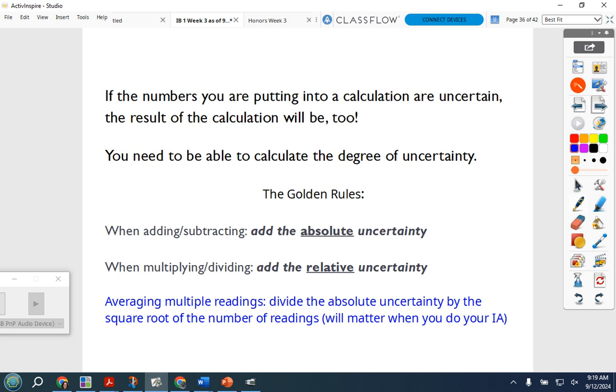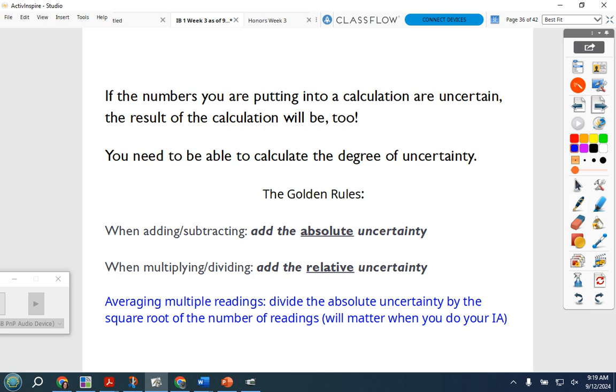And so the basic idea is, if you have uncertainty in the numbers that are going into the calculation, you're going to have uncertainty in the result. You have to calculate how much. When you are adding and subtracting, you are using the same units 99% of the time, so you're going to use the absolute uncertainties, and you can leave it in those units. When you're multiplying and dividing, usually it's different units, like density, so you're going to add the relative or percent uncertainties. Yes? Okay.